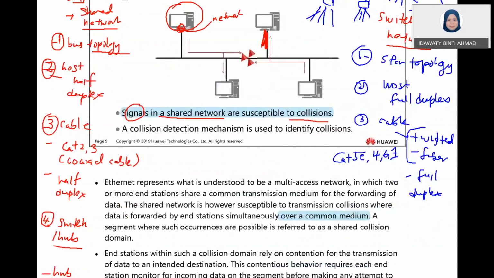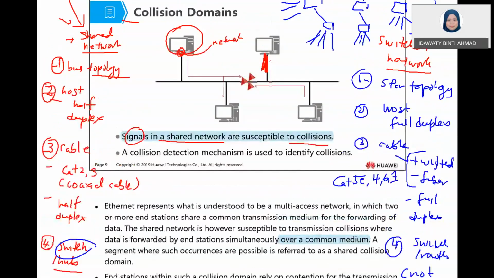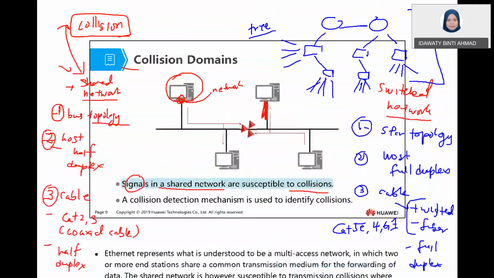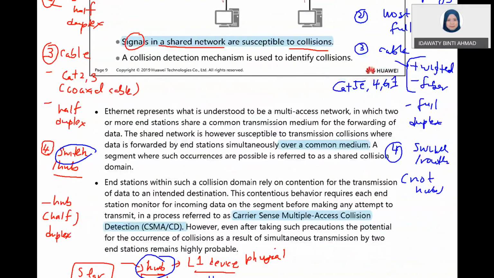And number four, the device must be a switch, or switches or routers. So if you use a switch, not a hub, and you use this type of cable, twisted or fiber optic cable, and you use a network card that is full duplex, and you use star topology, there will be no collision. This is mentioned in the next slide.